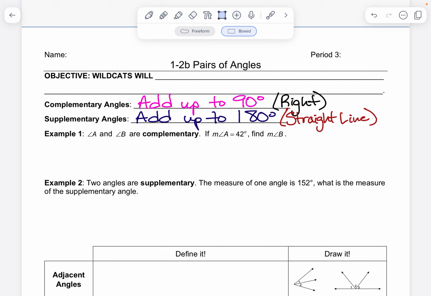To start off with, we need to start with the most fundamental pairs, which are complementary angles and supplementary angles. Complementary angles are any two angles that add up to 90. So as long as the combination adds up to 90, it's going to be considered complementary. Even if it's 89 and 1, those are complementary, okay? 70, 20, 48, 42, 50. Literally, if the two angles add up to 90, they are complementary.